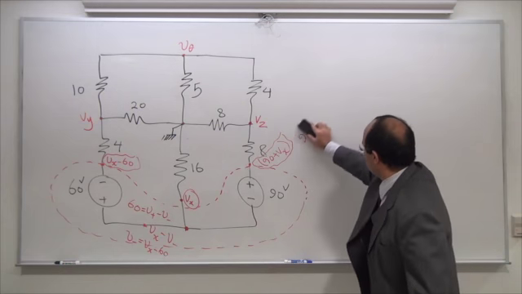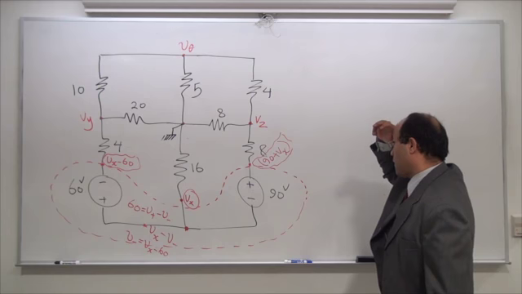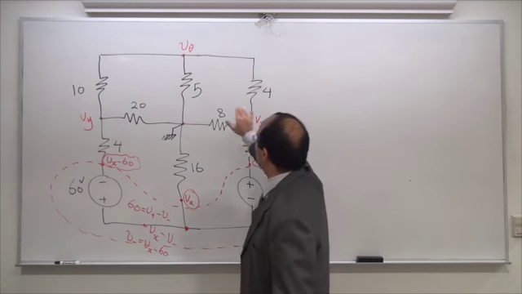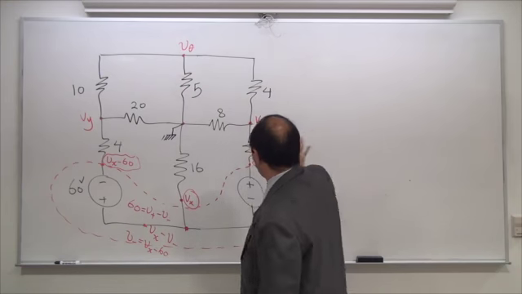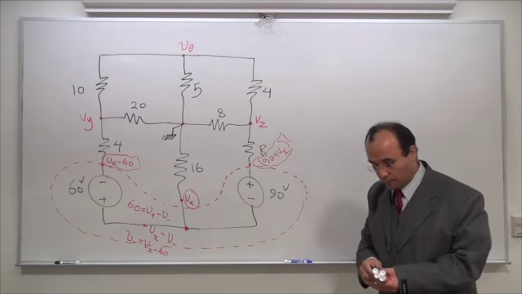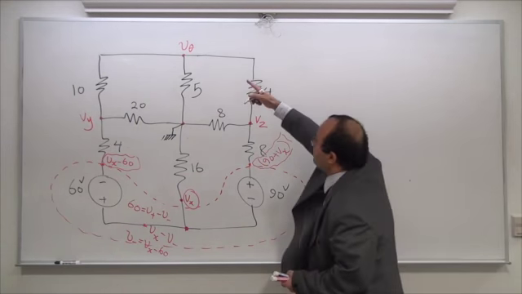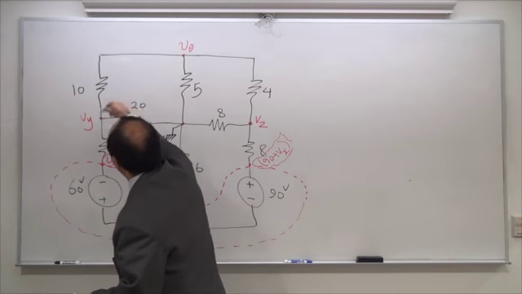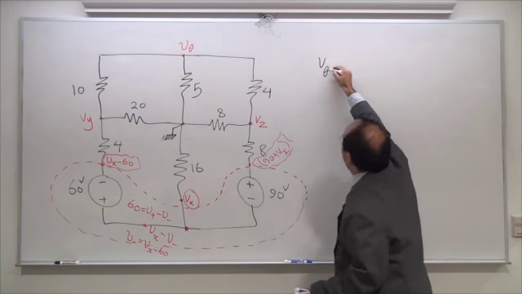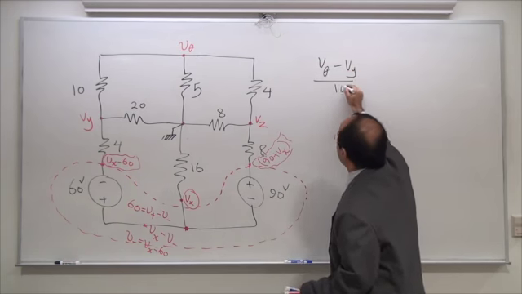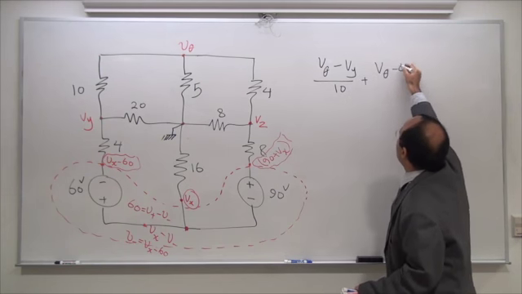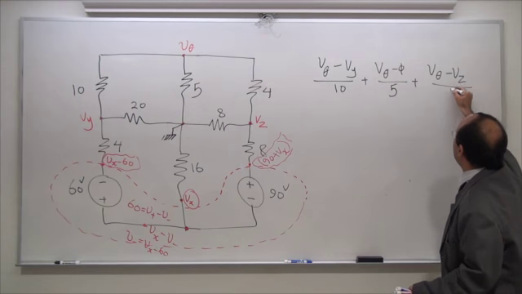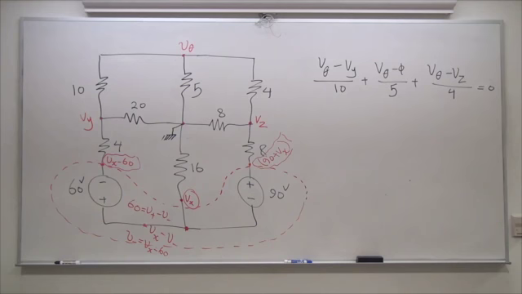Okay, let's remove this. I need the space. I want to write the equation for this, this, and this before I write the big one, because when I finish these 3 nodes, I need to erase the space so that I can actually put the supernode equation on the table. Let's go for V theta. V theta interacts with Vz through 4, with 0 through 5, with Vy through 10. V theta minus Vy divided by 10, V theta minus 0 divided by 5, V theta minus Vz divided by 4 is equal to 0.